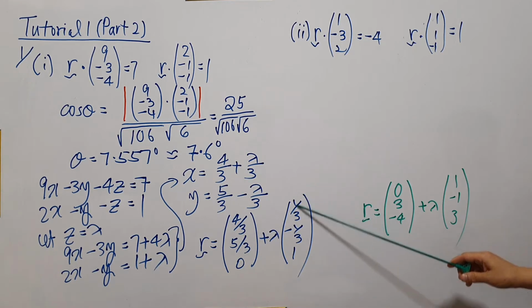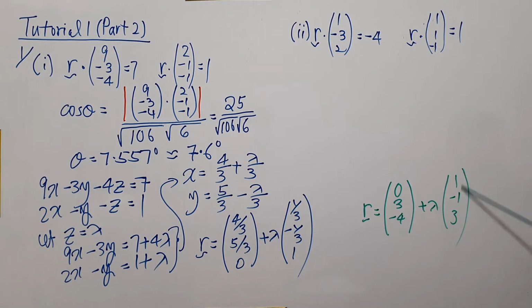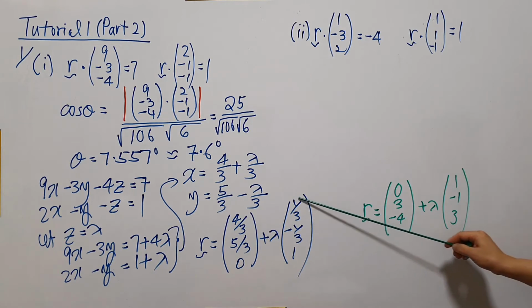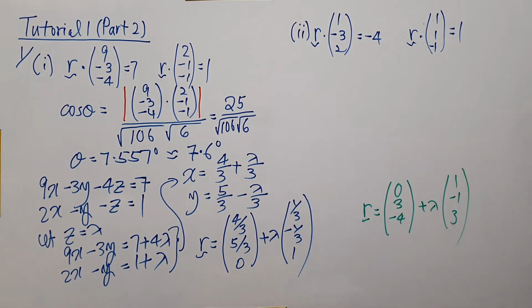So you check, is this vector parallel to this vector? It's true, right? Because this vector is 3 times this vector. So therefore, I know that these two lines, at the very least, are parallel. Then how do I know that these two lines are actually indeed the same line?